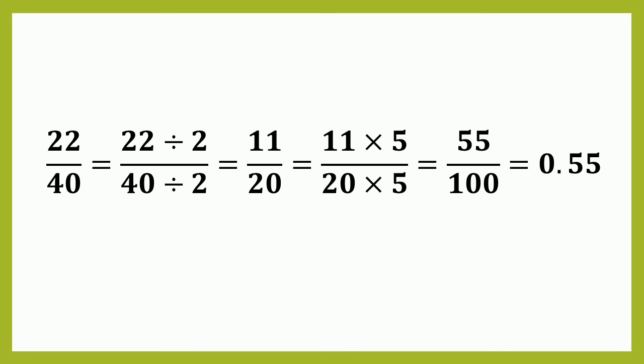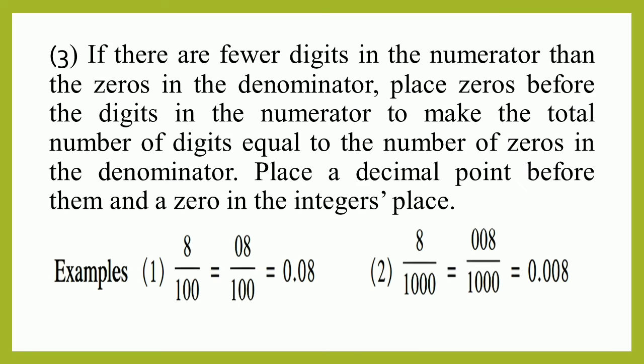as 55 upon 100. Now we will convert this number into a decimal fraction. So there are two places in the numerator and two zeros in the denominator. So we will put the point in front of the number. So the answer is 0.55, but the integer part is 0. So the final answer is 0.55.